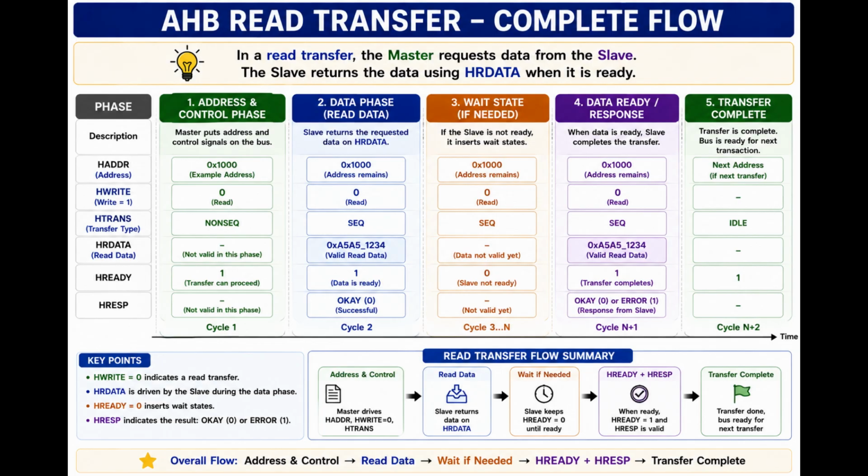If the slave needs additional time, it can keep HREADY low and insert a wait state. Once the data is ready, HREADY goes high and HRESP indicates whether the transfer completed successfully or resulted in an error. So the overall flow is address and control, then read data, then wait if needed, then HREADY plus HRESP, and finally the transfer completes.